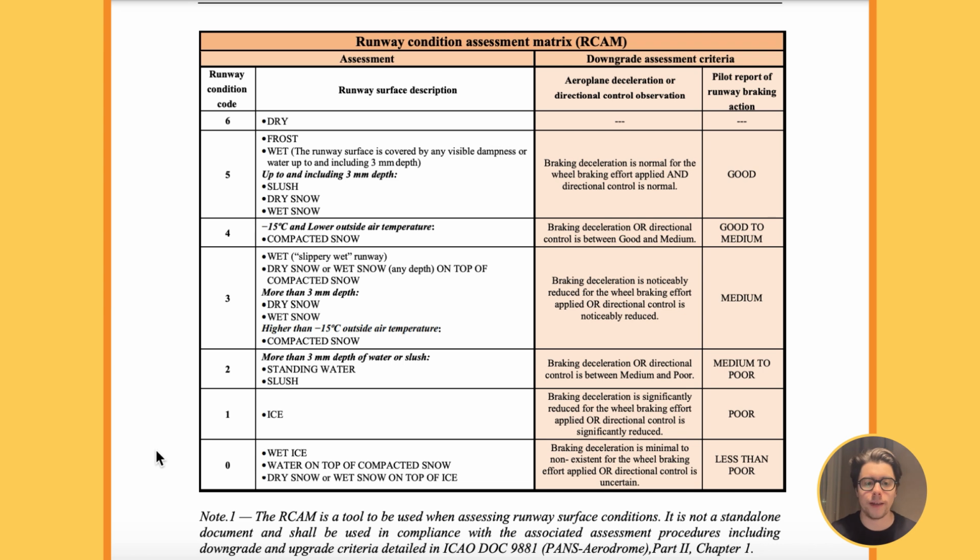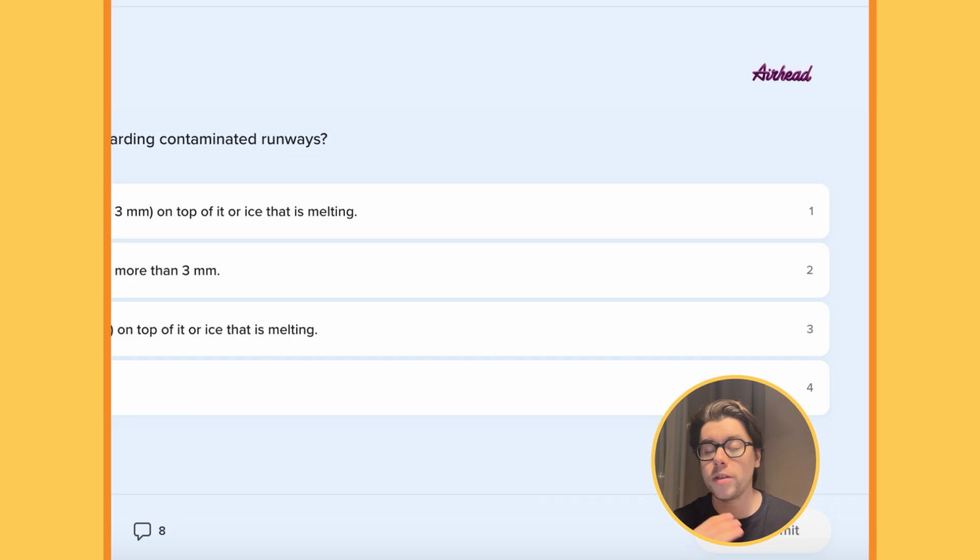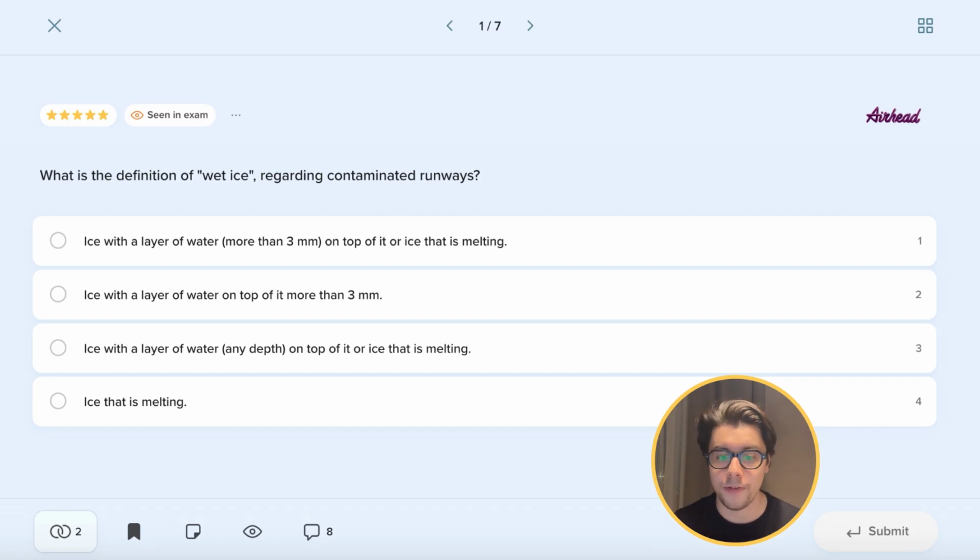So this will be the practical application of this. Here I also want to raise your attention to the fact that wet and dry snow will be reported with either up to 3 millimeters of depth for dry snow and wet snow, and then more than 3 millimeters of depth. So these are the only ones that are reported based on the thickness of the layer.